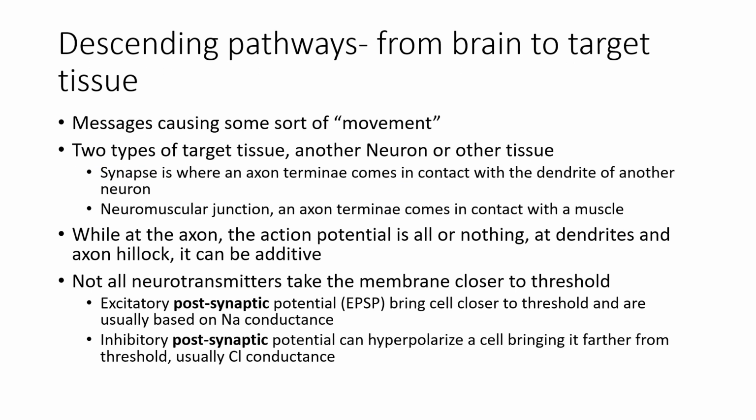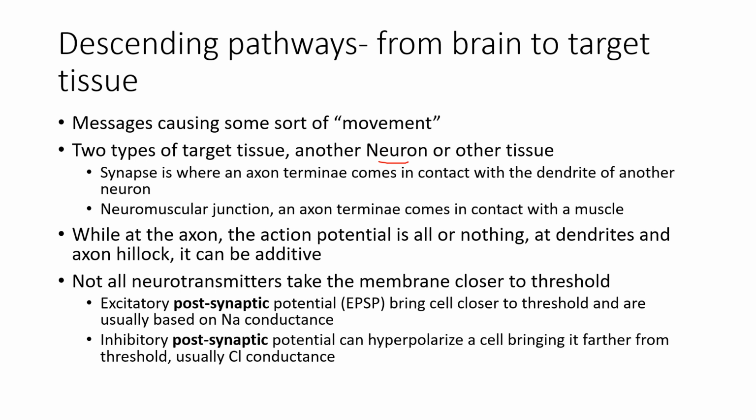Now, as we're dealing with neurons, we actually do have two pathways we can talk about. One of them is a descending pathway, which means it's going from the brain to a target tissue. The other is an ascending pathway, which is moving from a target tissue, some sort of receptor, up. Now, when we're actually looking at this, we usually talk about two types of target tissues. It could be another neuron or something else.